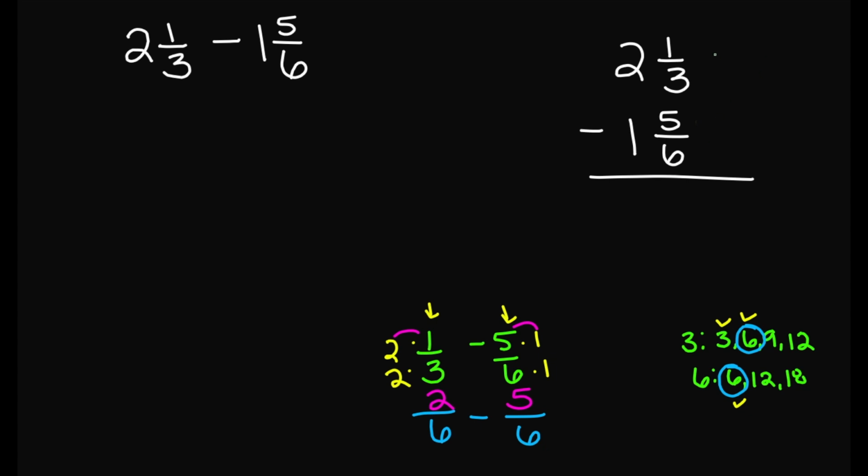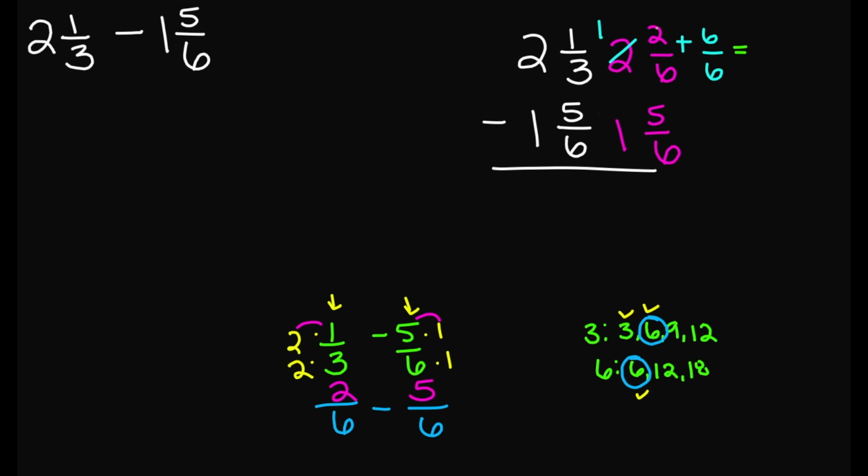So let's say up here we got 2 and 2/6, and down here we got 1 and 5/6. So I'm going to borrow from my 2. This is going to become a 1. And I'm going to add 6 over 6 to the fraction I have here so that we're able to subtract.